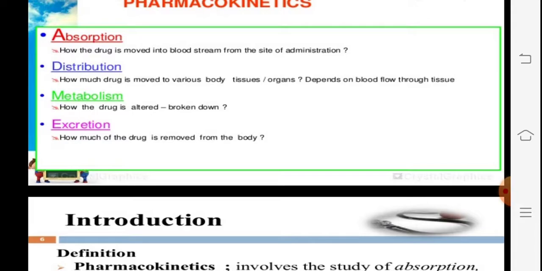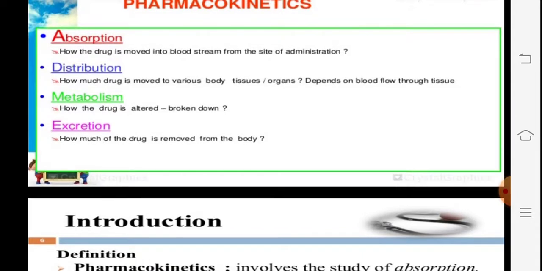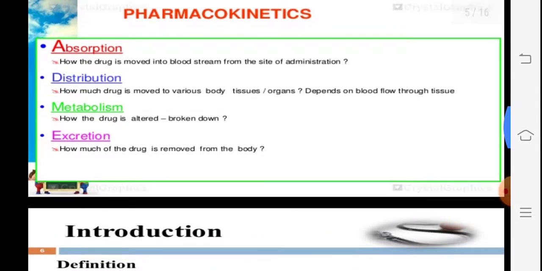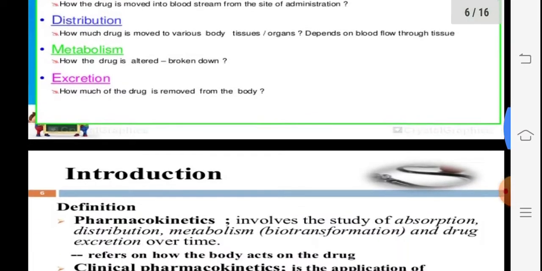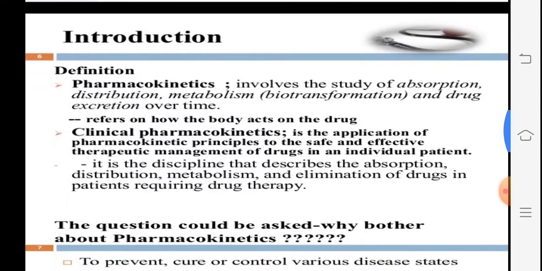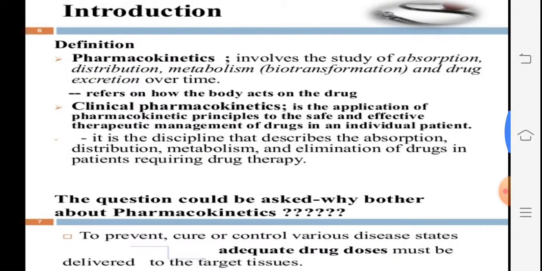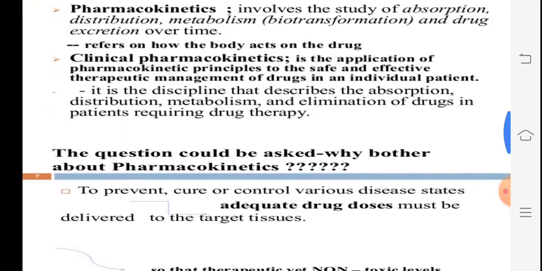Then distribution: how much drug is moved to various body tissues or organs, depending on the blood flow through the tissues. Metabolism means how the drug is altered or broken down. Excretion means how much of the drug is removed from the body. So these 4 points are very important in pharmacokinetics: absorption, distribution, metabolism, and excretion. You remember this, we have already seen this definition.